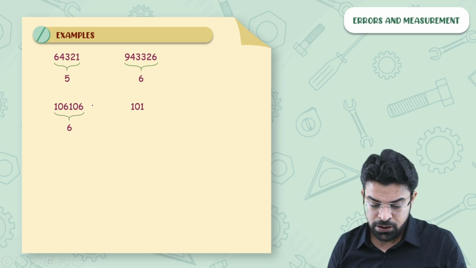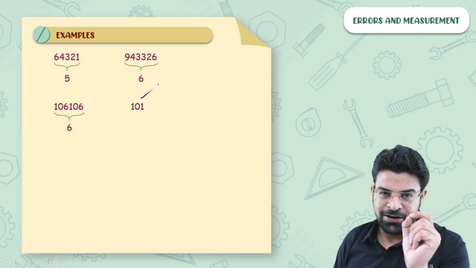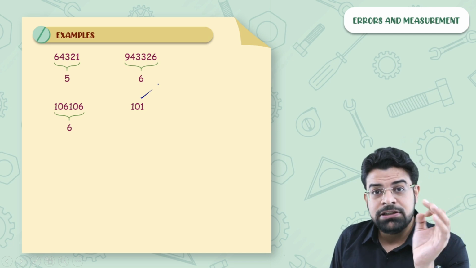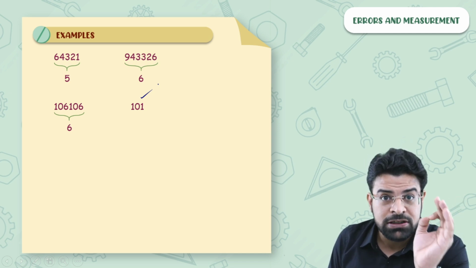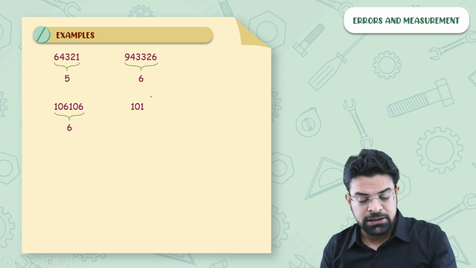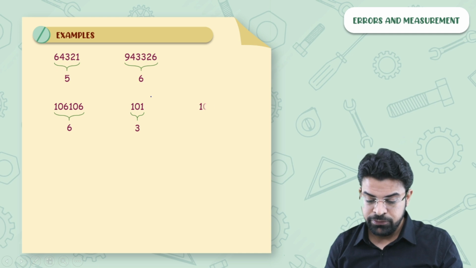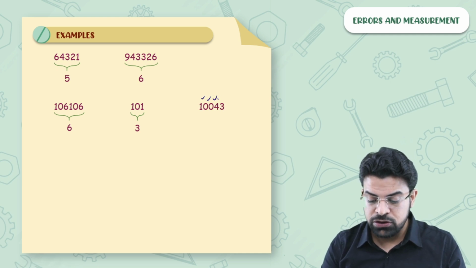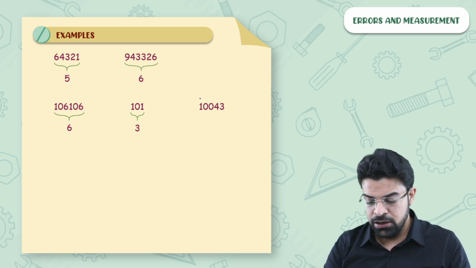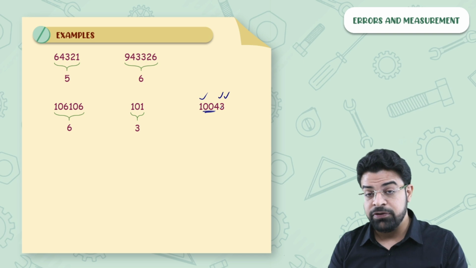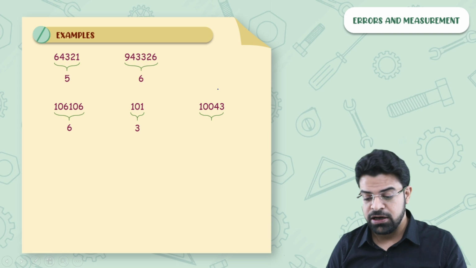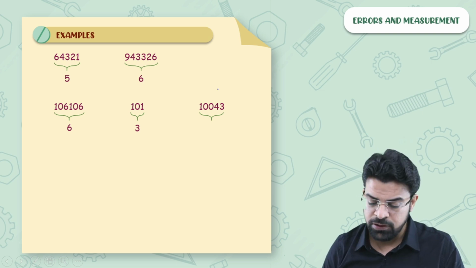Next example. If you have got 101, sir, all the digits are significant apart from 0. And the zero trapped between two non-zero digits is also significant. So all these three, 1, 0, 1, are significant. Hence the number of significant figures will be 3. Next, if you have got 10043, how many significant figures are there? You will say, sir, again, non-zero digits are significant. The zeros trapped between two digits are also significant. So what I get here is all 5 are significant. Hence the number of significant figures has to be 5.